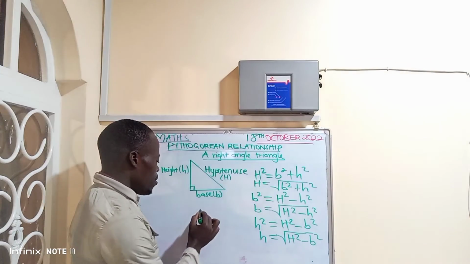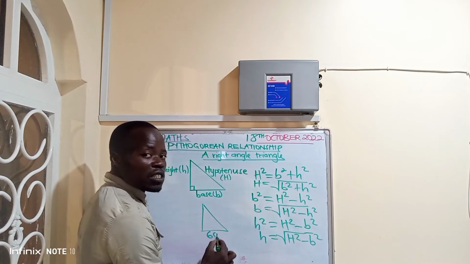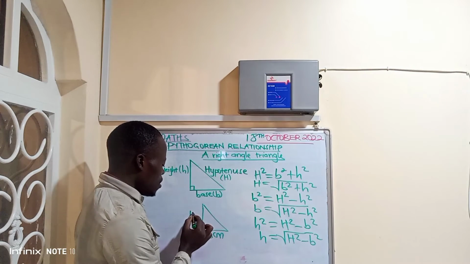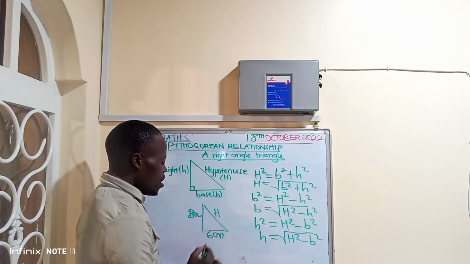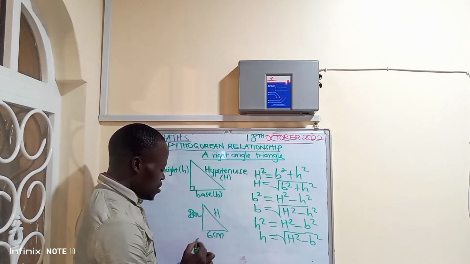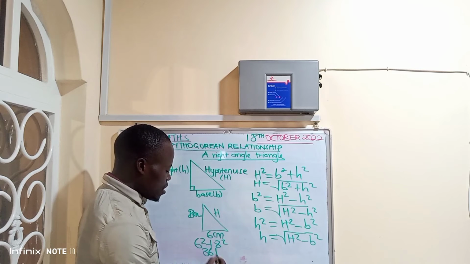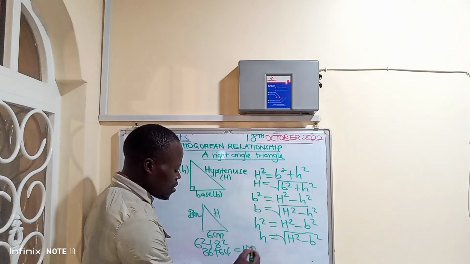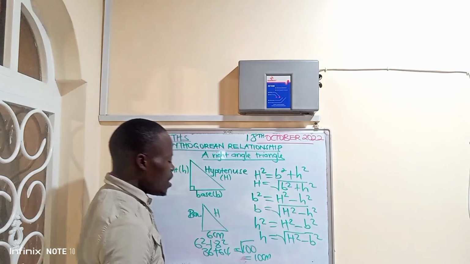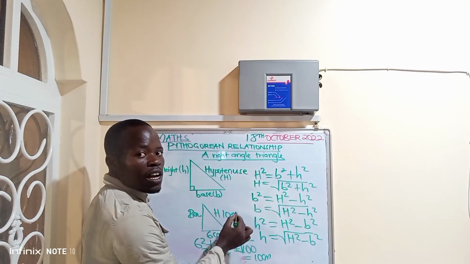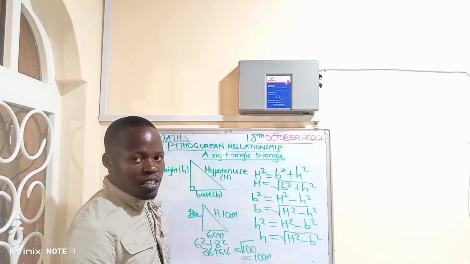We can have an example of a right angled triangle. For example, this is 6 centimeter, this is 10, this is 8 centimeter. For you to get the hypotenuse, which we don't know, you take 6 squared plus 8 squared. So that is 36 plus 64. You get 100, and then the square root of 100 is equal to 10 centimeter. That means the hypotenuse is 10 centimeter. And from the look of things, we can see that 10 is the longest side, which represents the hypotenuse.